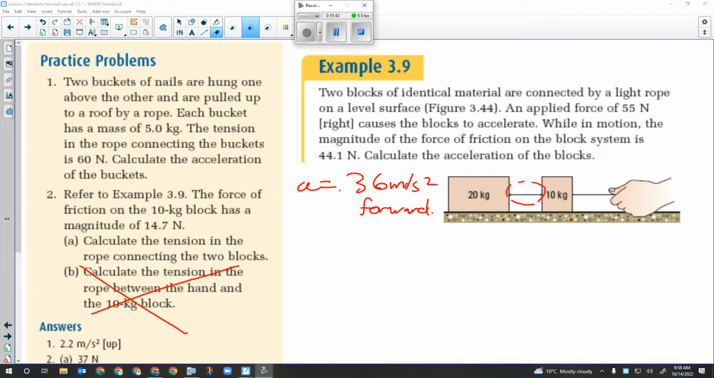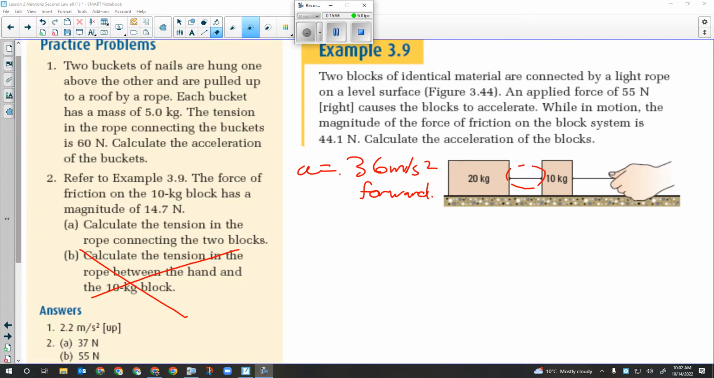So my suggestion is this. Pick a block. Draw a free body diagram for that block, and then go from there. Once you have a free body diagram for either block, I think the solution will be pretty evident. I can pick either block, but here's what people miss.